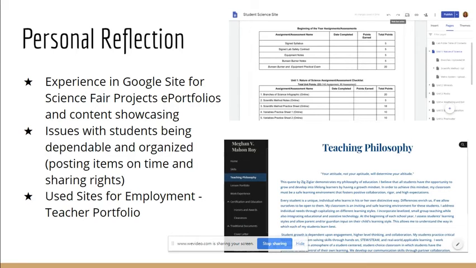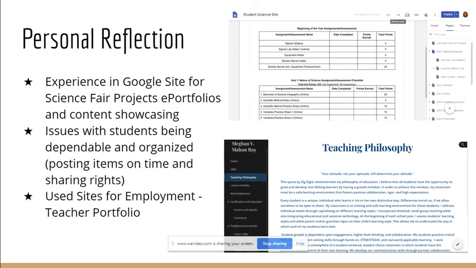However, I just didn't like how it ended up laying out. I had issues with students being dependable and organized. Sometimes they wouldn't post things on time. And then also when they would post it, sometimes the sharing rights would be off and I wouldn't be able to see it. So I had some issues there.